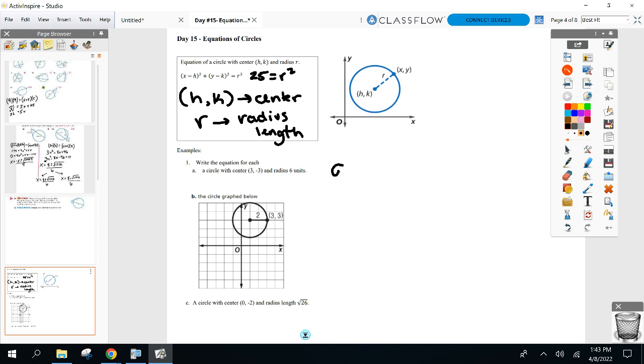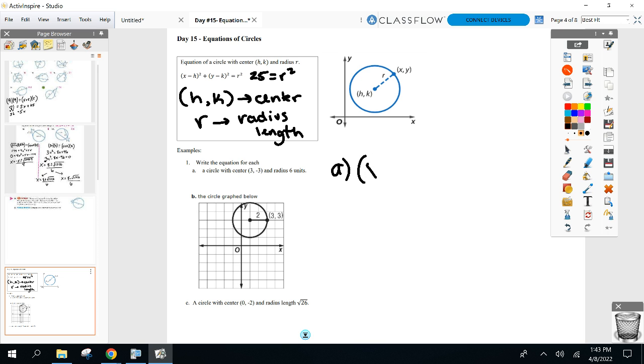All right, let's start it. Part A, write the equation of a circle. I give you the center, and I give you the radius length. Write the equation of the circle. I'm going to take this very, very slow. X and Y stay X and Y, just like any other equation we've done.